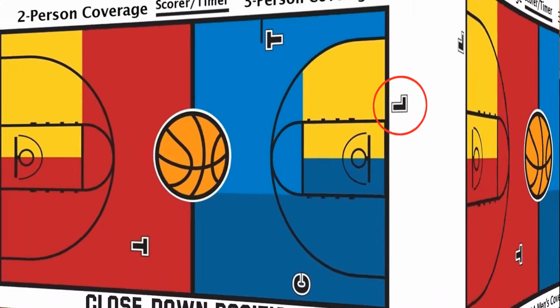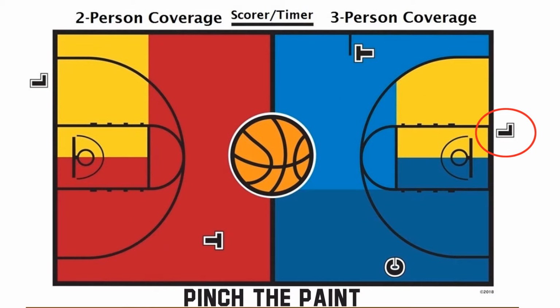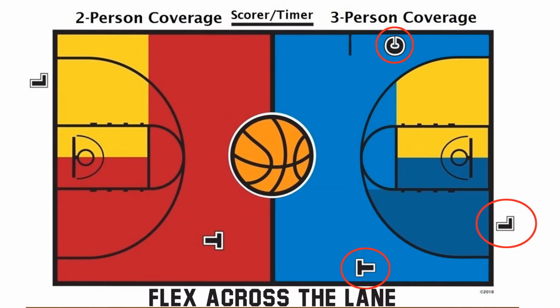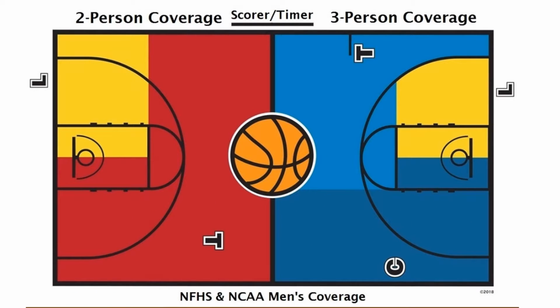As a lead, depending on the position of the ball and your post players, you may move to either a closed down position, pinching the paint, or moving completely across the lane area to the strong side. A general rule is, if the ball is on the opposite side, you should be at least in a closed down position. As the center and trail, we want to hug the sideline inbounds while in our base positions.